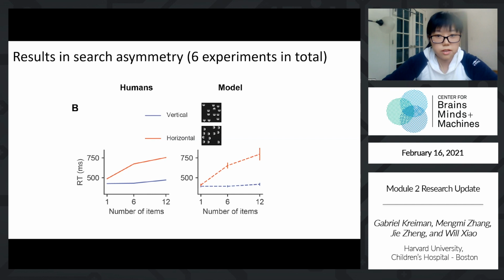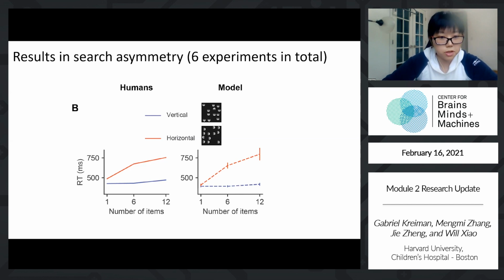The dashed line indicates the performance for the model, and the solid line indicates the performance for humans. The blue curve denotes the vertical lighting condition, the red curve denotes the horizontal lighting condition. There are two observations we can make by comparison. The first one is the red curve is always above the blue curve. That means for both humans and the model, they are very good at searching for targets in the vertical lighting condition compared with the horizontal lighting condition.